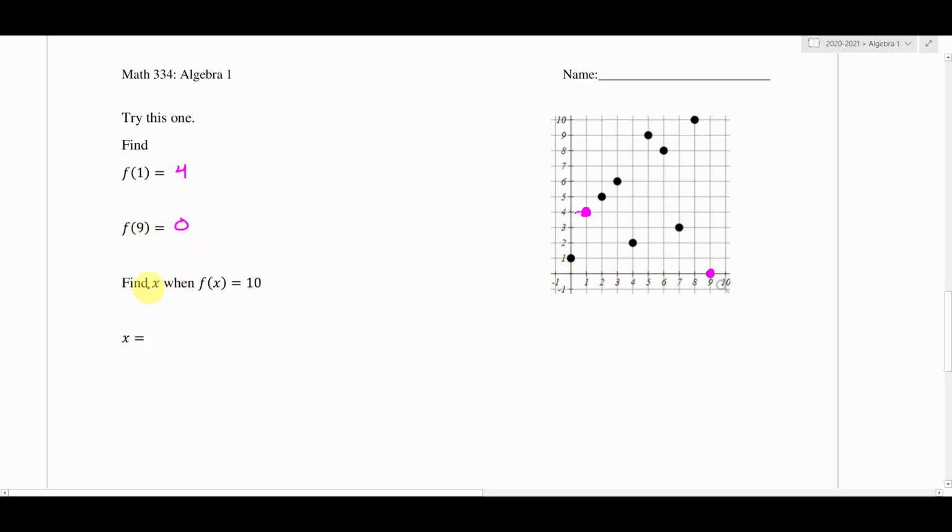All right, let's take a look at this one. This one is the backward situation, right? They want us to find the input given the output, right? So they give us a y value of 10. So I'm going to go to my y scale this time, not the x scale.